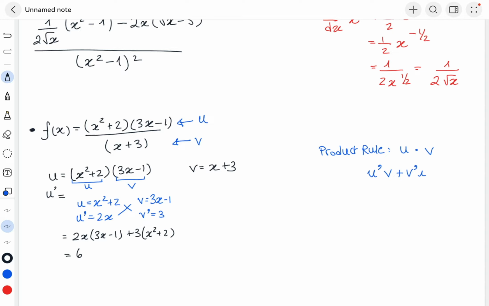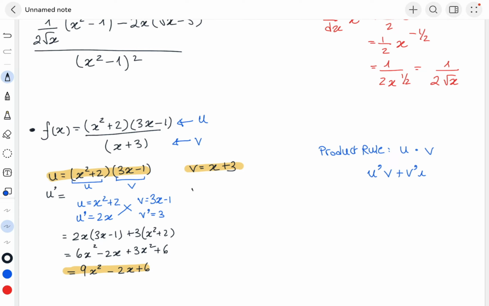So we distribute now. 2x multiplied by 3x will be 6x squared. 2x multiplied by negative 1 is negative 2x. 3 multiplied by x squared is 3x squared. And 3 multiplied by 2 is 6. Combining like terms, we'll get 9x squared minus 2x plus 6. This is our u prime. And this is our u. And this is our v.